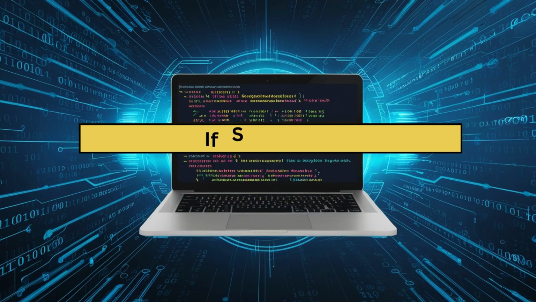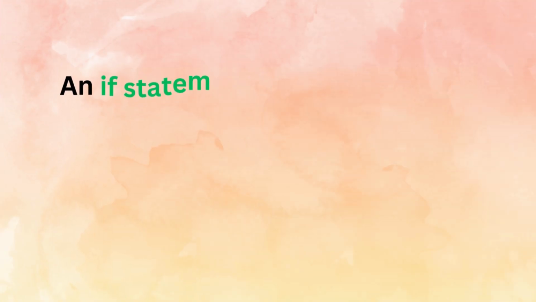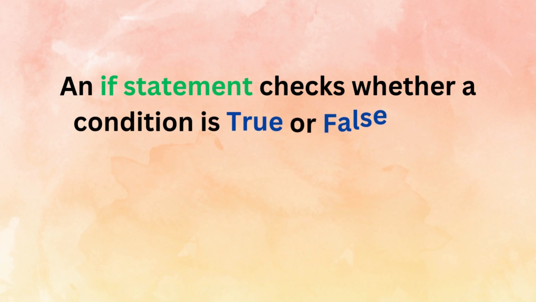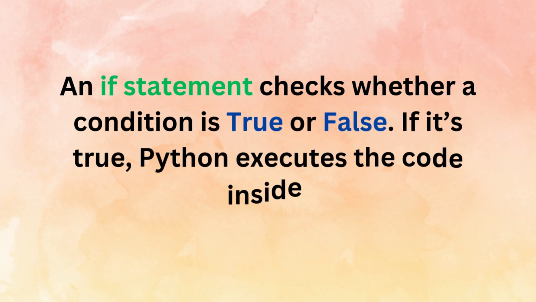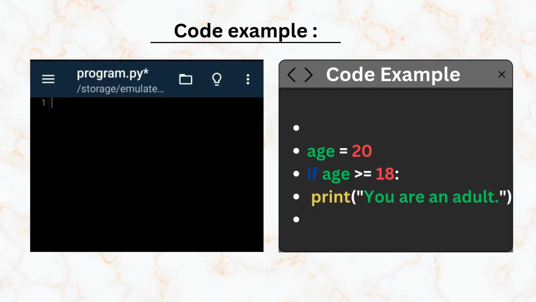Let's jump in. Let's start with the basics, the if statement. An if statement checks whether a condition is true or false. If it's true, Python executes the code inside. Let's look at a simple example.